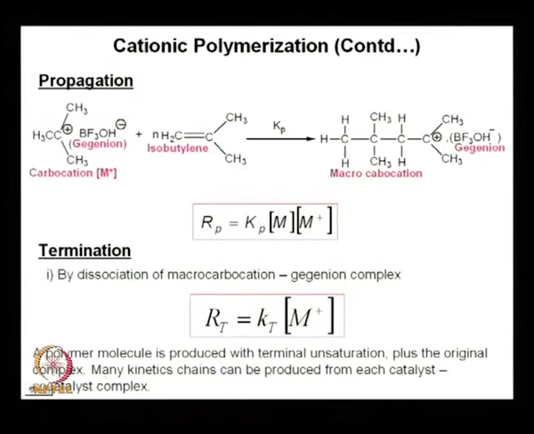So the conclusion is many kinetic chains can be produced from each catalyst co-catalyst complex. You read it as many kinetic chains, not kinetics. Many kinetic chains can be produced from each catalyst co-catalyst complex. Have you got the beauty of this system?